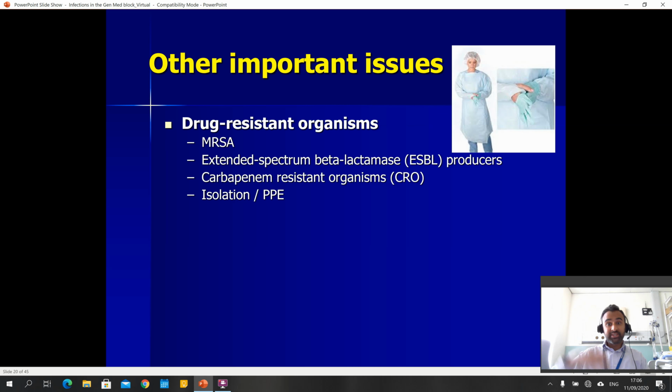And then one step worse than that is carbapenem resistance. So this is now becoming, again, more of a problem globally. There are a number of resistance types which can induce resistance to the carbapenems, which you remember is really our big guns against infection.